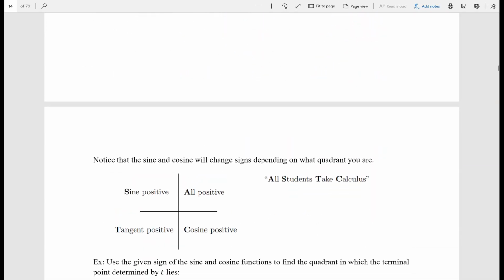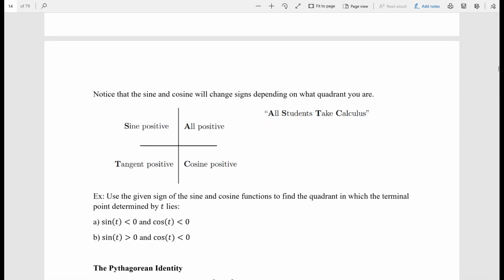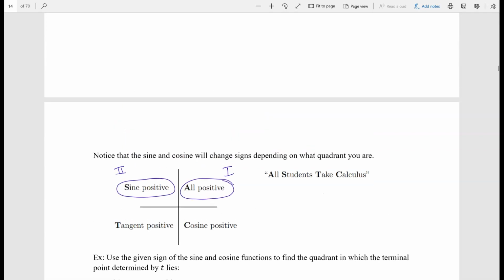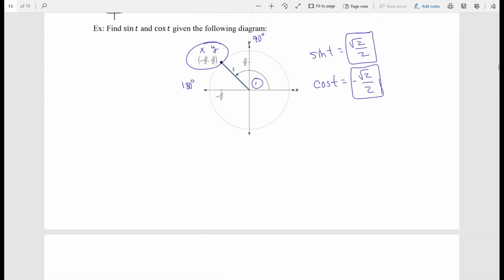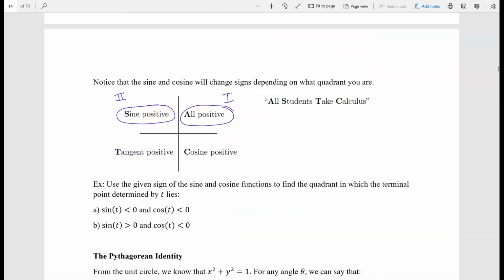Something to note is that the sine and the cosine will change signs depending on what quadrant you are in. So depending on if you're in quadrant 1, quadrant 2, quadrant 3, whatever, you're going to have different signs. Here, if you're in quadrant 1, everyone is positive. Sine, cosine, tangent, cotangent, whatever it is, all of them are positive. If you're in quadrant 2, only sine is positive, as you saw over here. We saw here in quadrant 2 that the sine was positive. The cosine was negative. So that means that in quadrant 2, sine is positive, everyone else is negative.